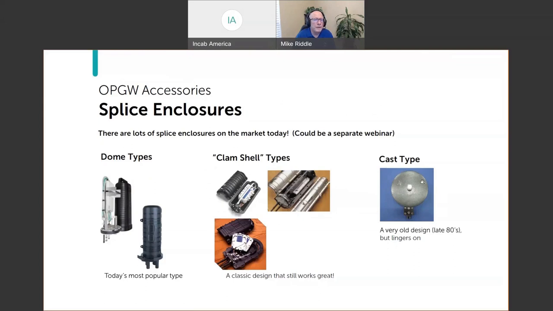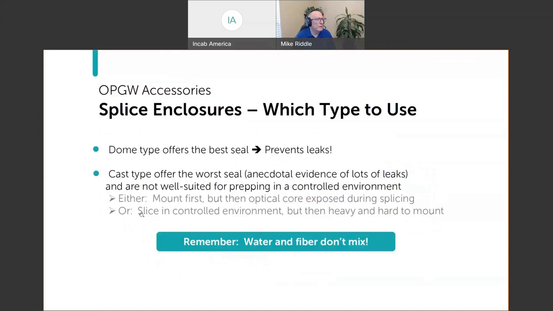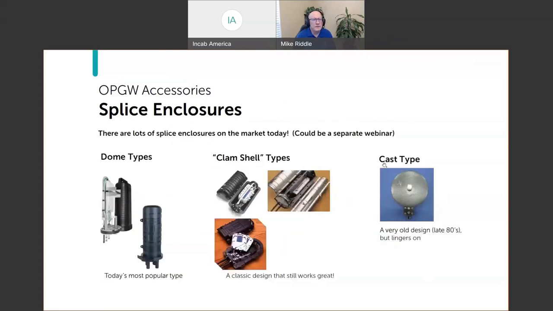Plus, they're not well suited for prepping a cable in a controlled environment, because either you have to mount them first, and some utilities do that. They'll mount them first because they're very heavy, right? Because they're made out of cast iron that's been galvanized, although the lid may be aluminum for some of them. But they're very heavy. So you mount them first, you take off the cover, which you see here, and then you bring the cable in, strip off the outer wires, and bring the optical core down to where you're doing the splicing. But now your optical core is exposed to whatever the weather condition is. If it's a nice day, that's great. But what if it's not?